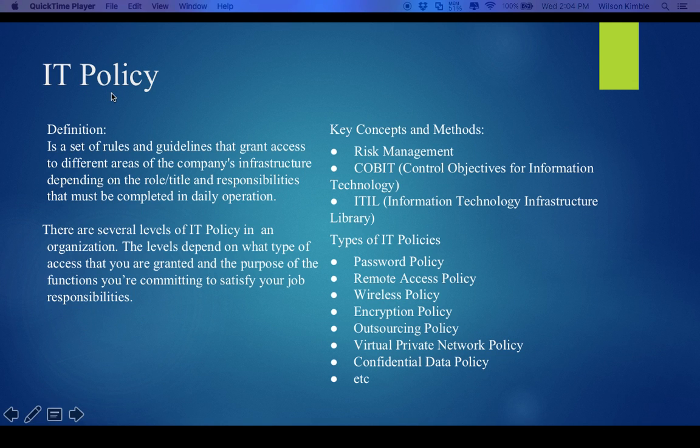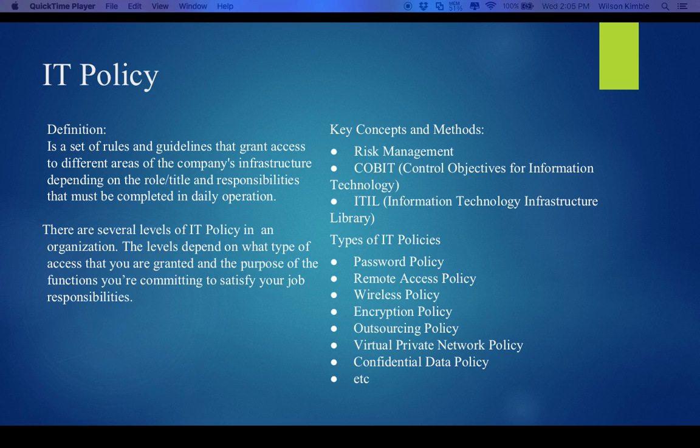I came up with this definition: IT policy is a set of rules and guidelines that grant access to different areas of the company infrastructure depending on the role, title, and responsibilities that must be completed in daily operation. There are several levels of IT policy in an organization. The levels depend on what type of access you are granted and the purpose of the function you're committing to satisfy your job responsibilities. The key concepts and methods are risk management, COBIT, and ITIL. ITIL is also going to be in the governance slide as well.